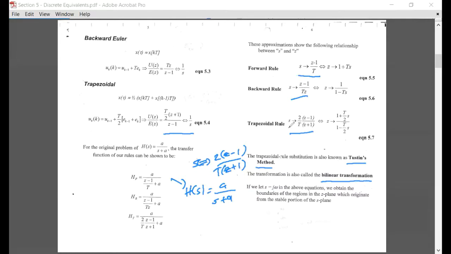If we substitute the trapezoidal rule, which is s equals 2 over T times z minus 1 over z plus 1, into our H of s equation, then that's known as Tustin's method. And this whole transformation is called bilinear transformation. So that's on numerical integration methods of converting a continuous system to a discrete system.